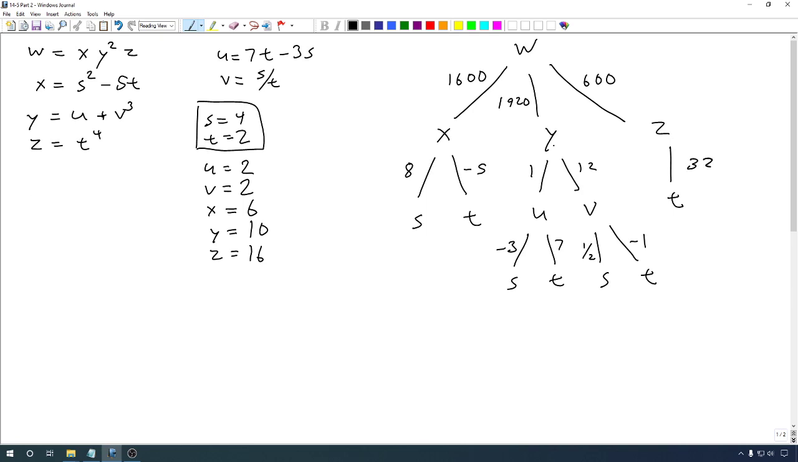So we have 32. All right. Now we can actually write out the derivatives of W with respect to S and with respect to T, and we just look at how we get from W to S and T. Going from W down to S, we have this route from W to X to S. As you can see in the diagram, that just starts out with 1600 times 8. Next route, here's our next S, so we go 1920 times 1 times negative 3.